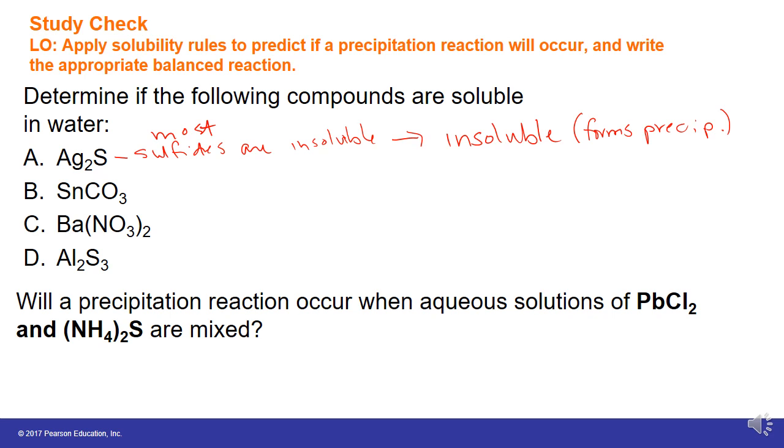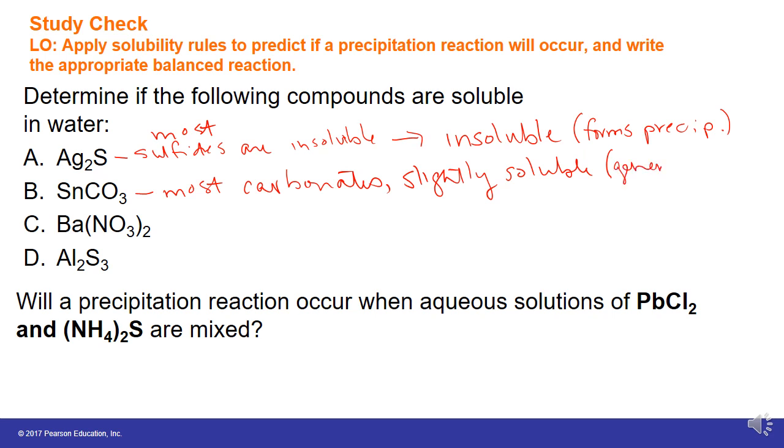What about the carbonate? Well, the rules say that most carbonates are slightly soluble. So this guy's a slightly soluble situation, and based on the information that I gave you during lecture, slightly soluble compounds will generally form a precipitate during a chemical reaction. All right, how about you take a moment, pause the video, and try to solve C and D on your own. And when you come back, we will take a look at the answers together.